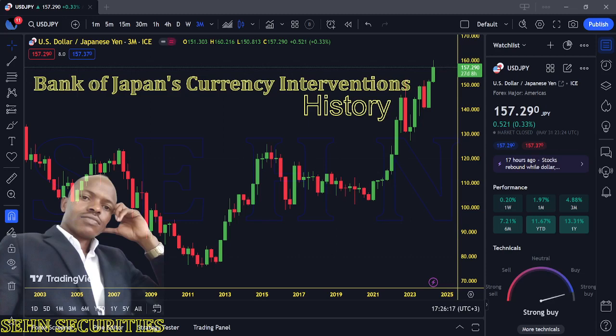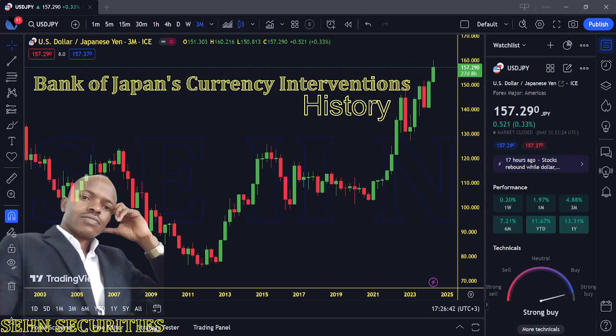In 1973, Japan decided to let the yen float freely against the US dollar. This move was part of a broader global shift away from the Bretton Woods system, which had pegged currencies to the US dollar. By allowing the yen to float, Japan accepted the market-driven determination of its currency's value, which introduced new levels of volatility and necessitated future interventions.